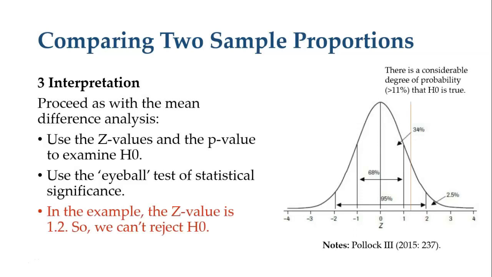In this case, for example, the z-value was 1.2. So let's see what is 1.2. 1.2 is actually here, and the rest of the probability under the curve, which is 11% of the distribution, means there is a chance of 11 out of 100 times that the null hypothesis is true. So I want to highlight here that this is still a very low probability. If you can see here, it's just 11%. So it's not very high.